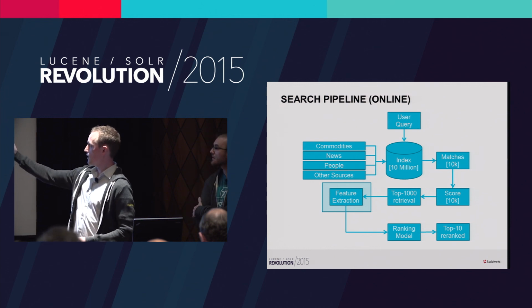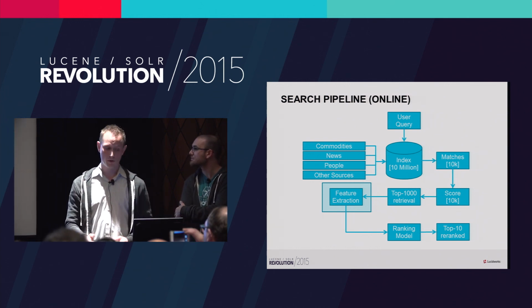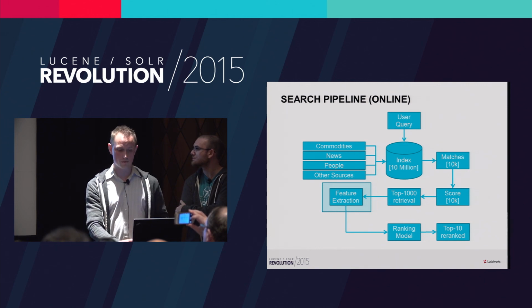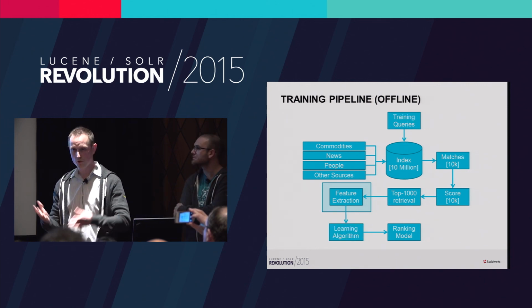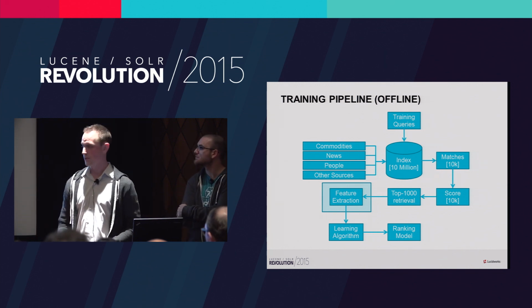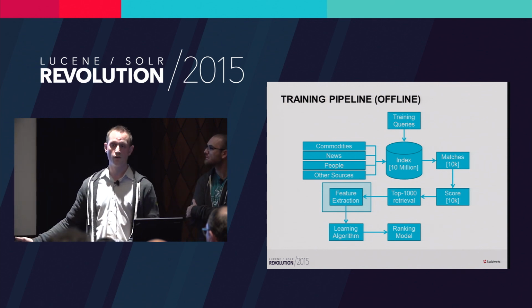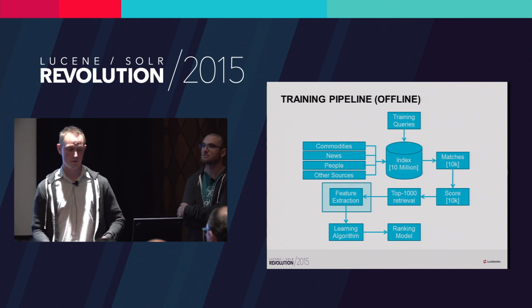So this is the online search pipeline. This is what happens at query time. Offline, when you're training your model, the pipeline is very similar, where instead of a user query coming in, you have training queries, and then you're going to use the training documents, and you have to extract the features on the training documents, pass them to your learning algorithm, which will then output a model for you to use.